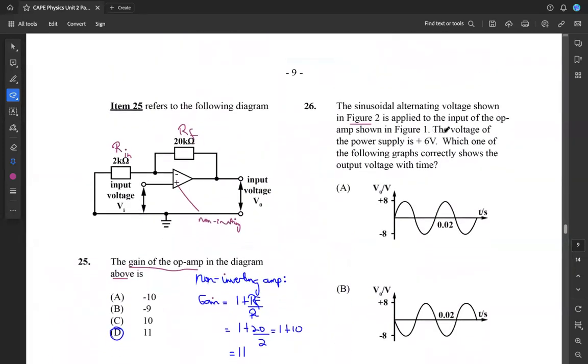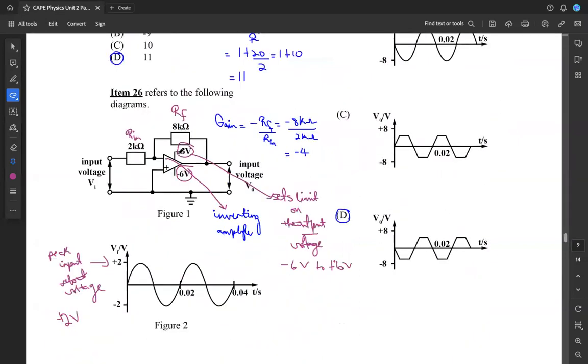It says that the voltage of the power supply is ±6. And remember, we said that that kind of sets the limit on the output voltage. The output voltage can't be higher than that. So it's important to note that our power supply voltage is ±6. That's just these numbers here, the power supply voltage.